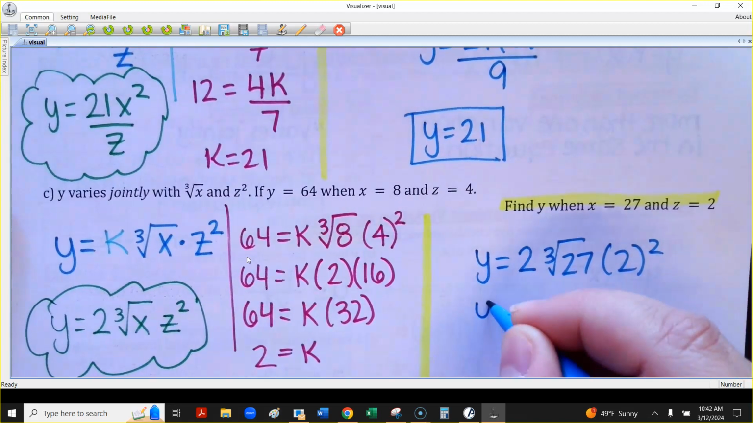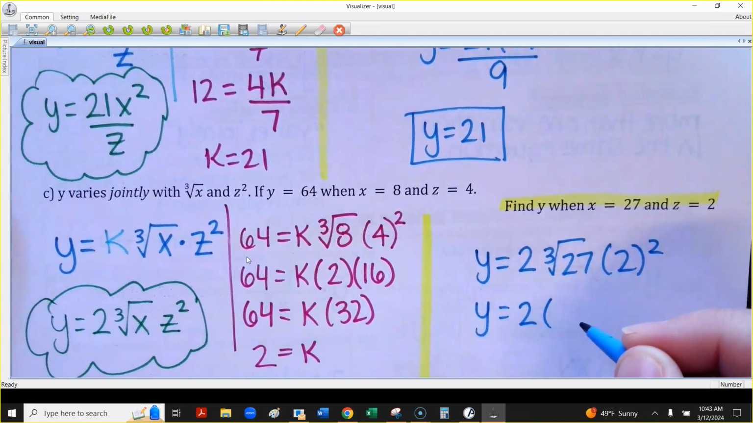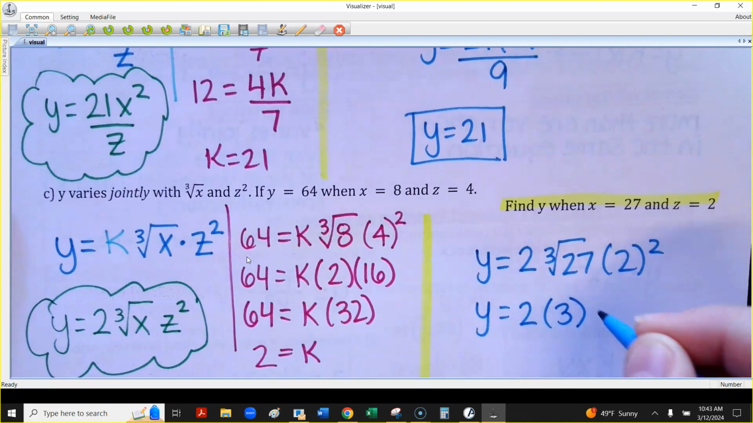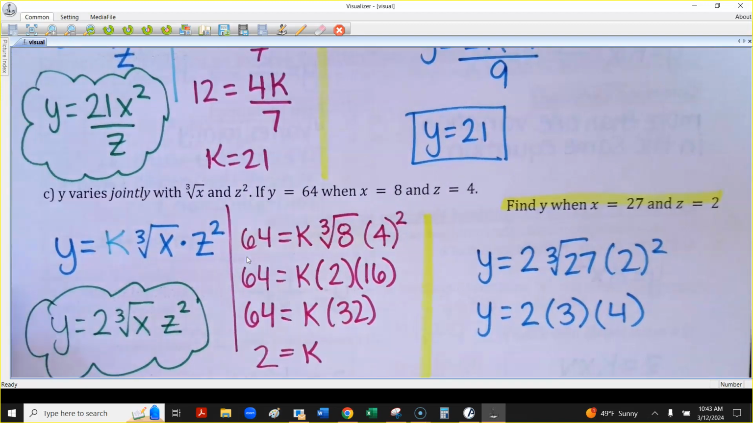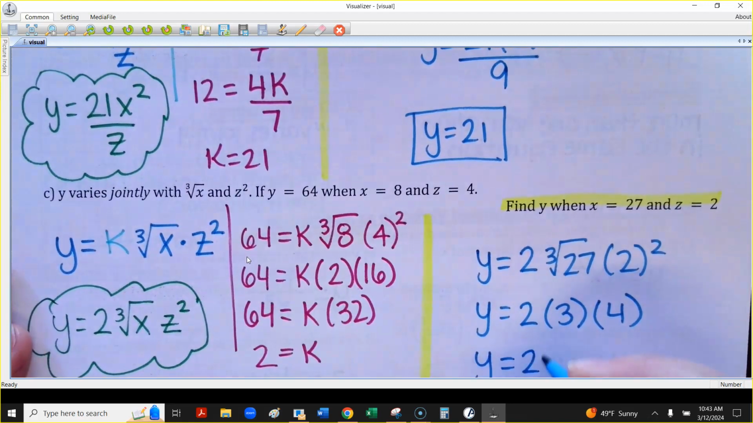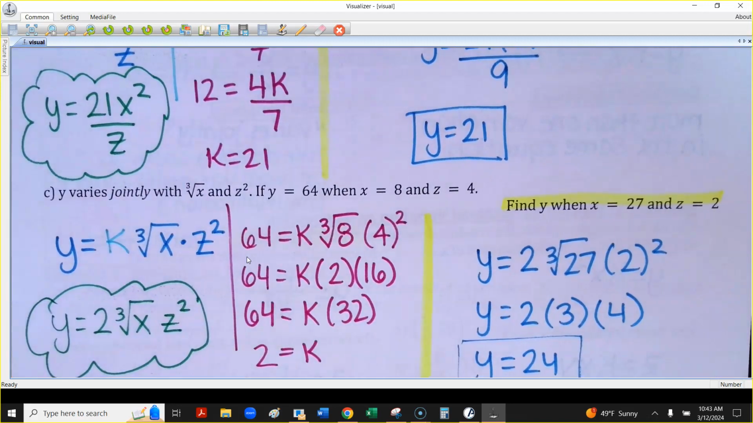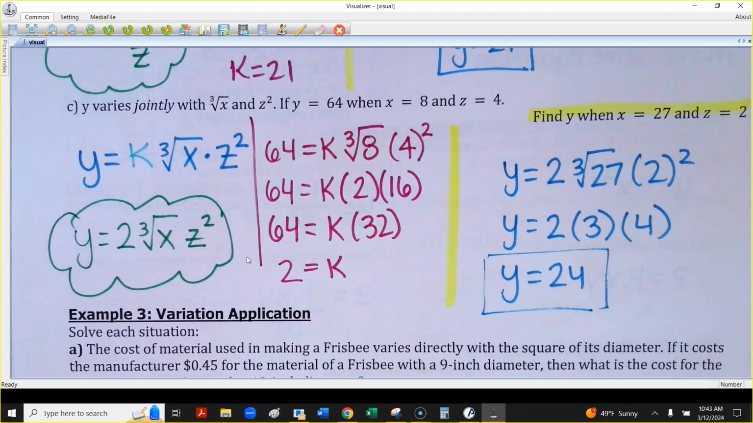So anybody remember cube root of 27? 3. And then 2 squared is going to be 4. So this would be 2 times 3, which is 6, times 4. So the second answer to that question is going to be 24. I'm sorry, I'm really slow on the screen here. Does anybody have a question? These are not terrible. It's just tricky to set them up.